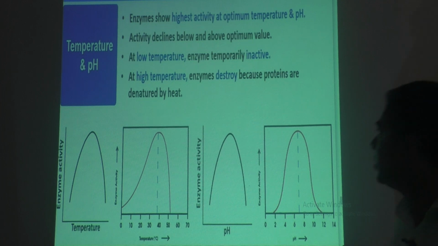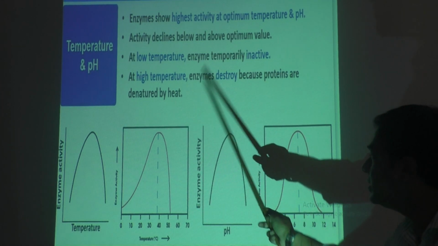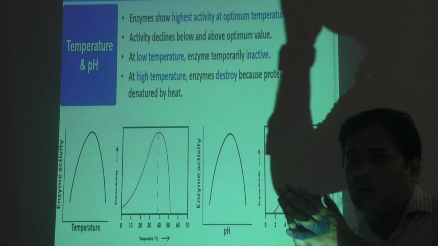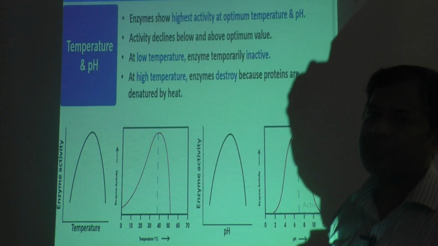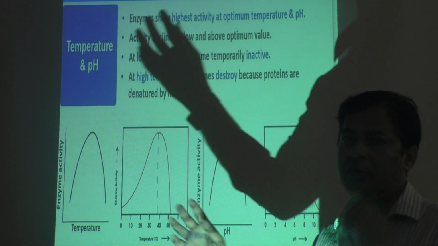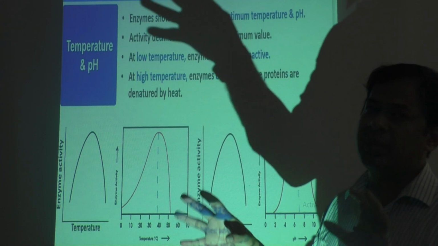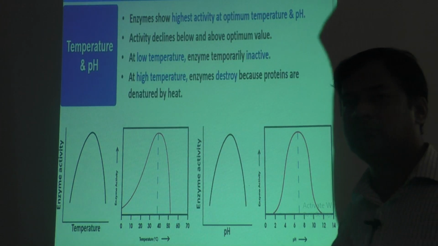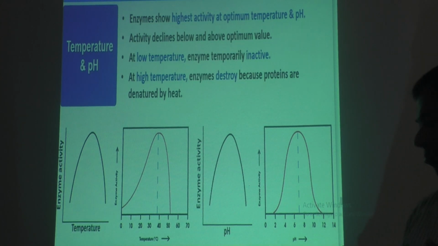At high temperature, the enzyme is destroyed, because proteins are denatured by heat. Denatured means separated or cut into pieces. Protein is a long chain of amino acids. At high temperature, bonds between amino acids will break and the amino acids are separated. It doesn't remain as a protein. The enzyme is also a protein only. It doesn't remain as a protein at high temperature. That means zero activity at high temperature.